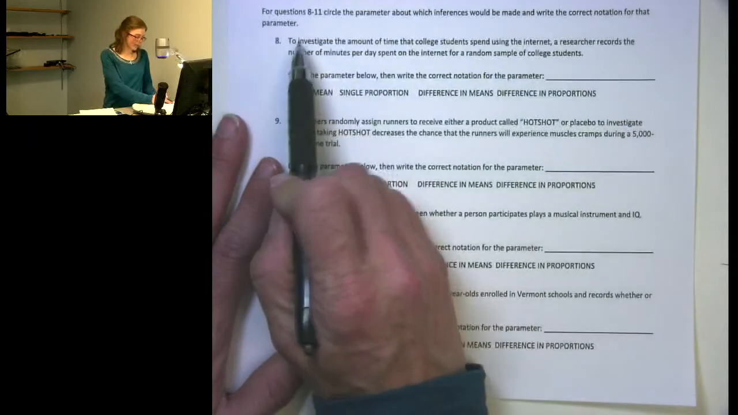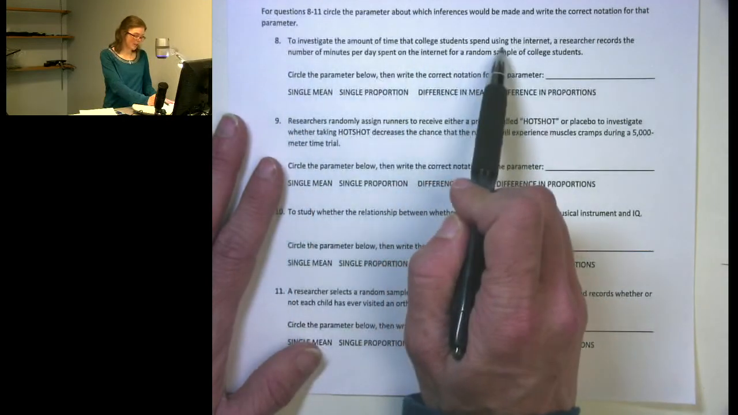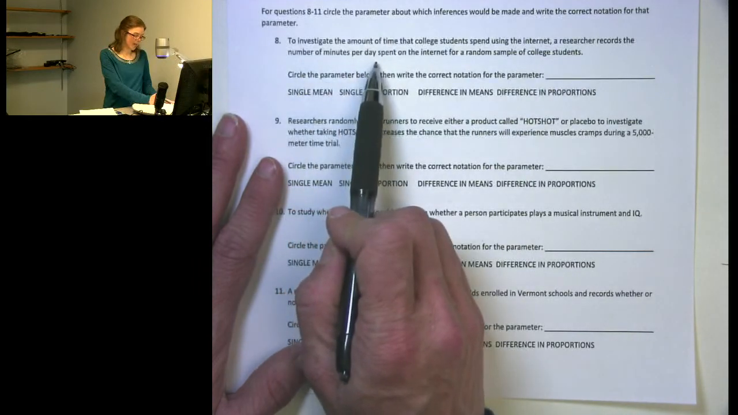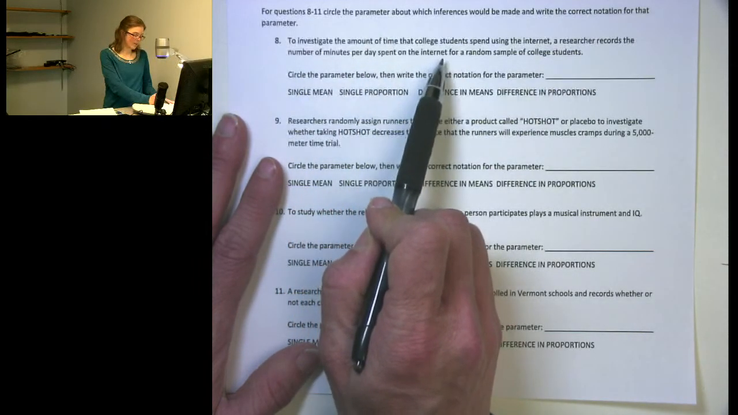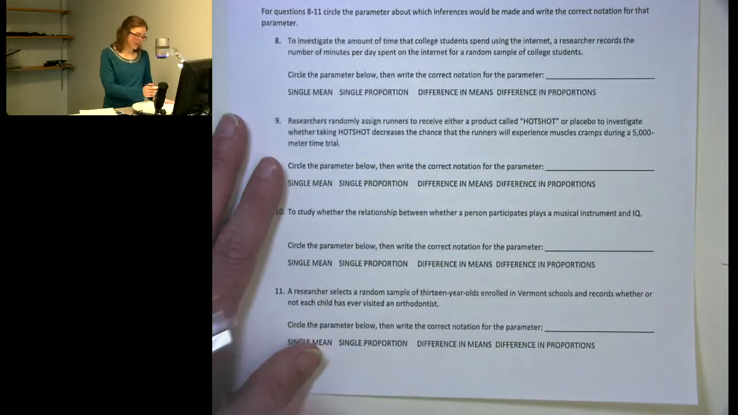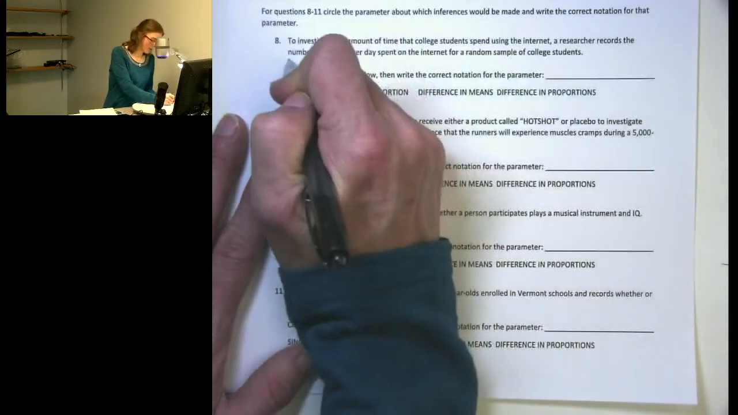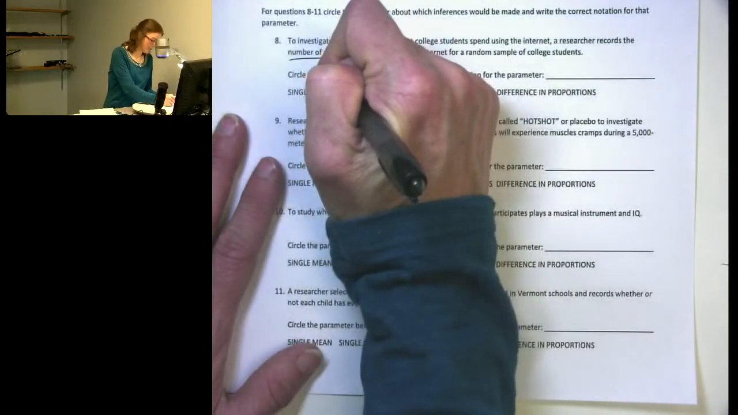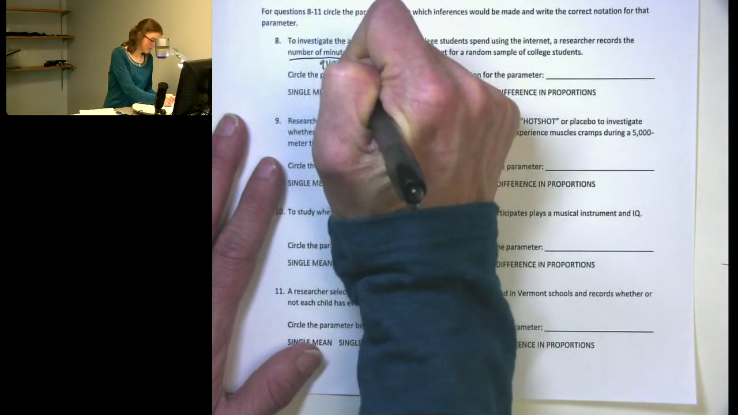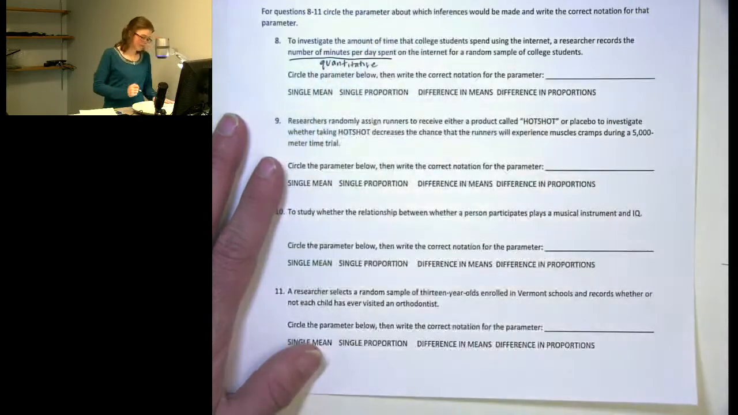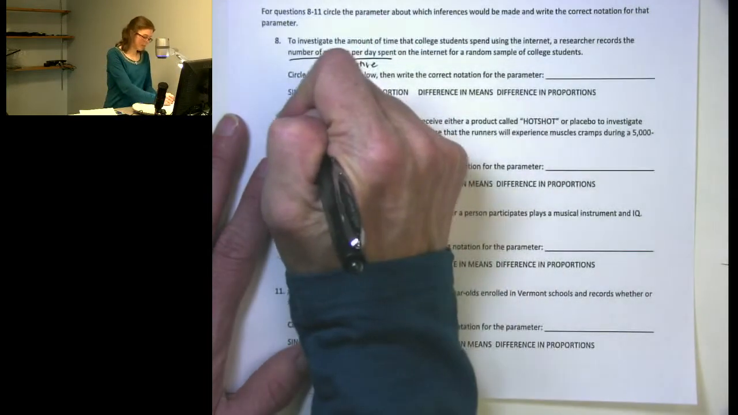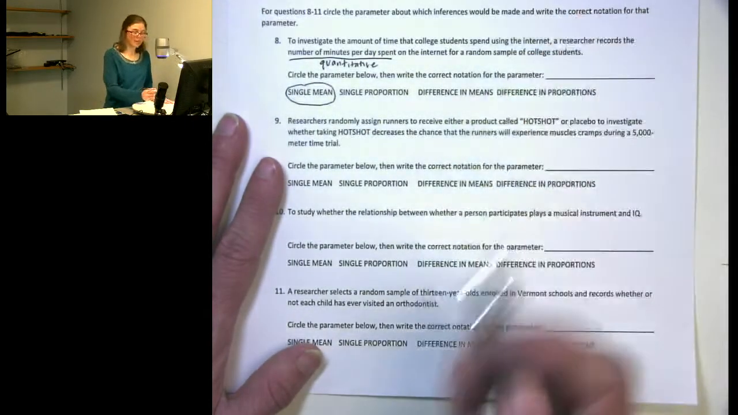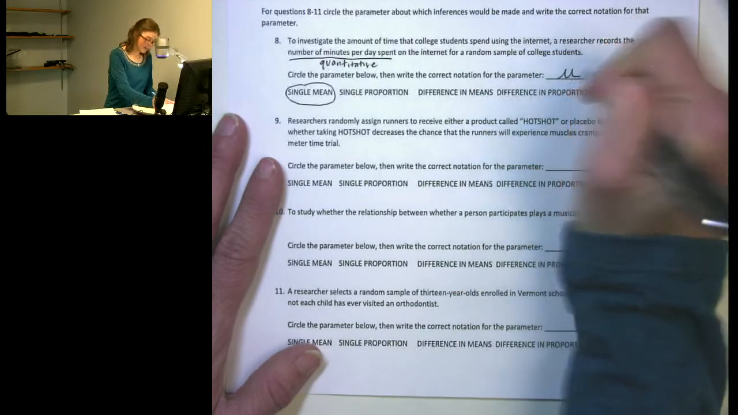So question 8: to investigate the amount of time that college students spend using the internet, a researcher records the number of minutes per day spent on the internet for a random sample of college students. Here there's only one variable being recorded, the number of minutes per day spent on the internet. That's a quantitative variable, which means we're interested in a single mean. And the parameter, the population mean, has the notation mu.